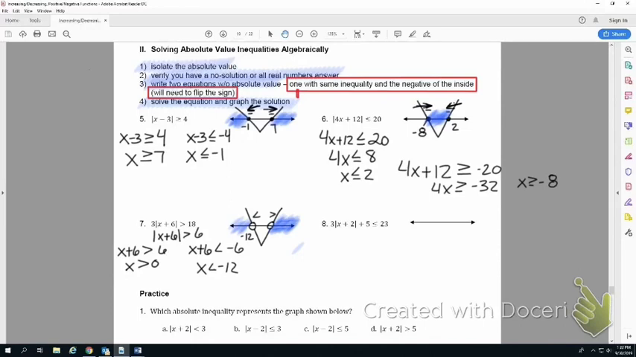Peter, what's the first thing I need to do on 8? Subtract 5. I didn't see the 5. Okay, going back to Chris. Chris, what do I need to do now? Now you divide by 3. You're so close. I didn't see the plus 5.